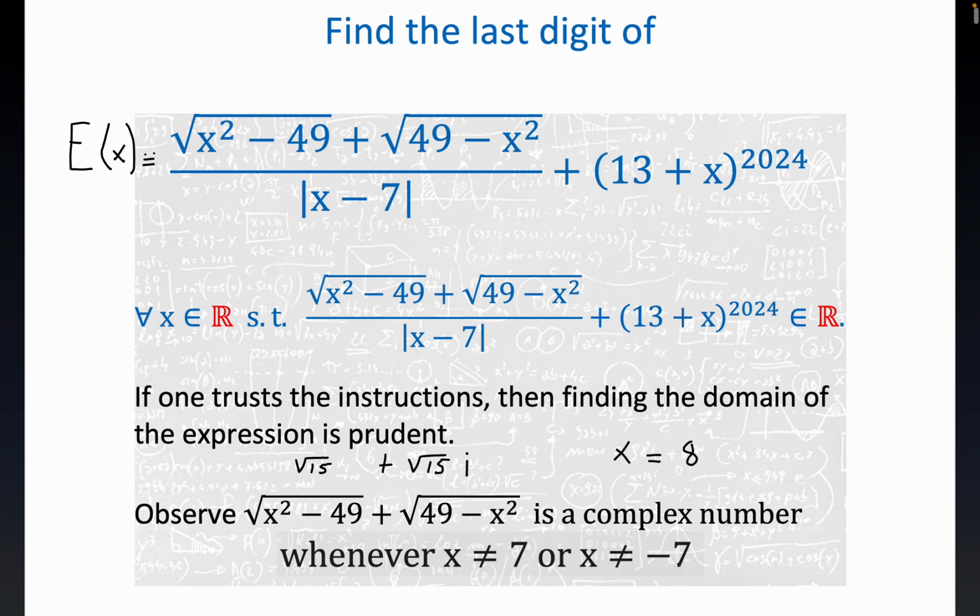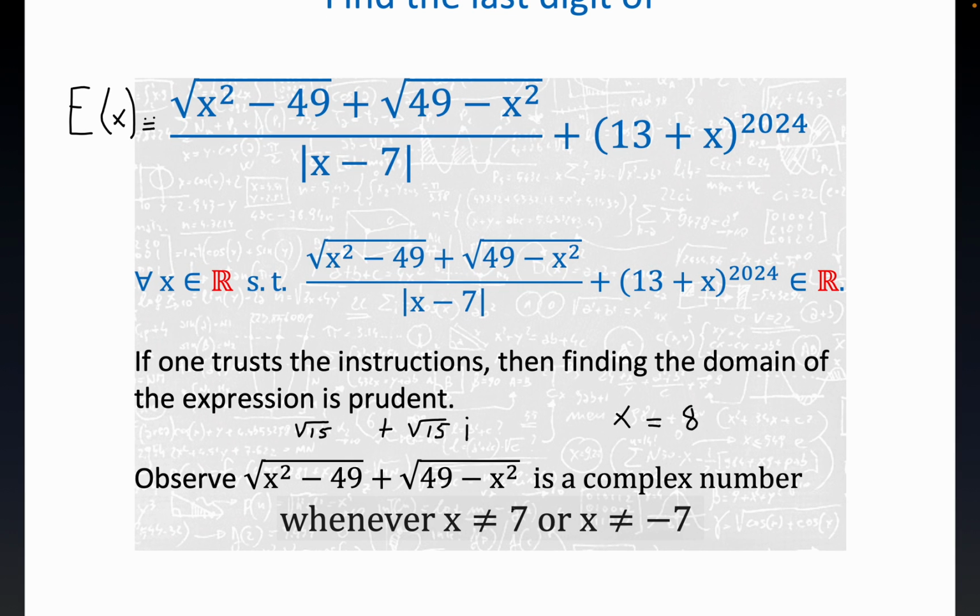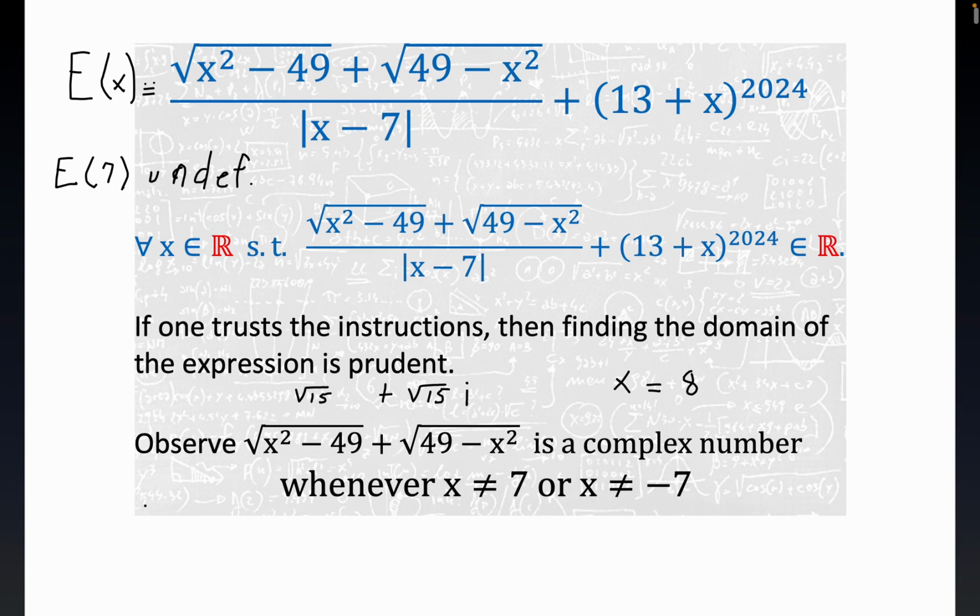But also note that E evaluated at 7 leads to a division by 0 right here. So I'll say undefined. E at 7 is undefined because you have a division by 0 going on right here. Undefined, abbreviated undef. And what about negative 7?